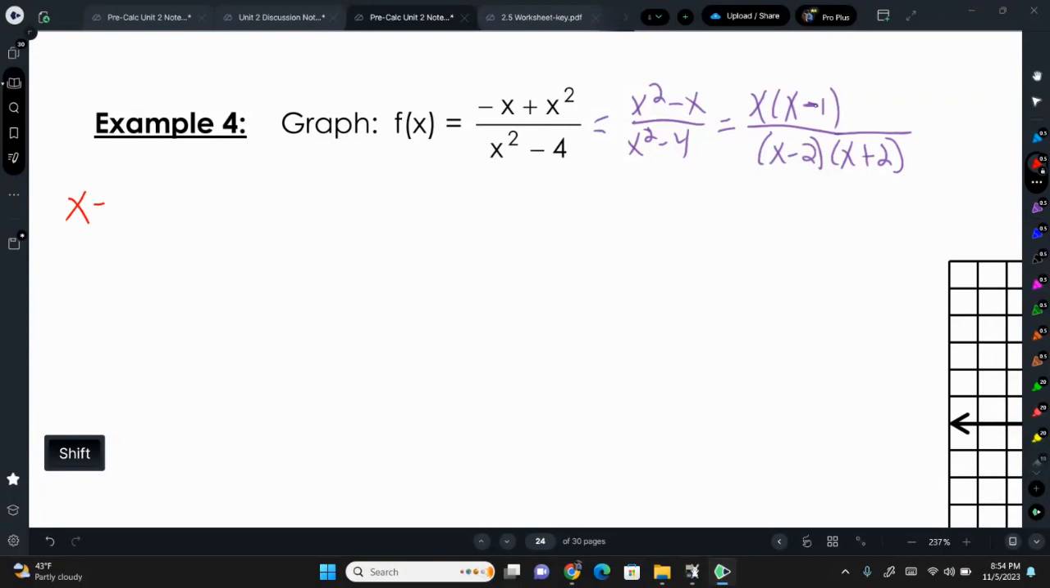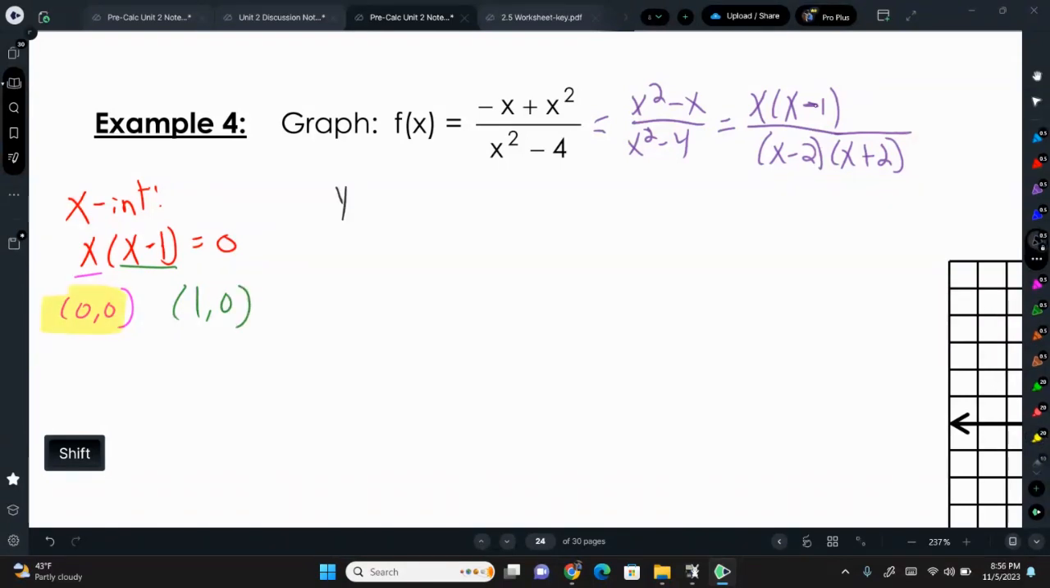For x-intercepts, we're going to have 2 x-intercepts because we have x times x minus 1 equals 0. So our 2 intercepts, we're going to have one at 0, 0, and we're going to have one at positive 1 comma 0.